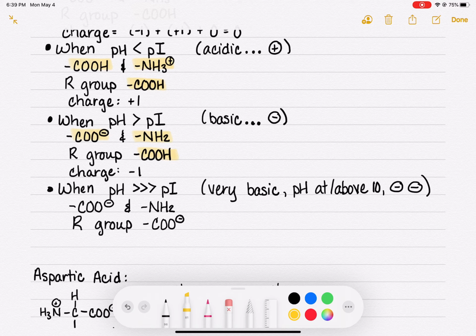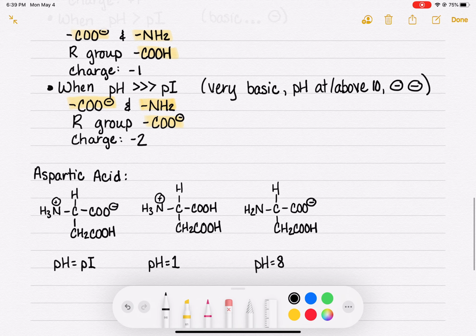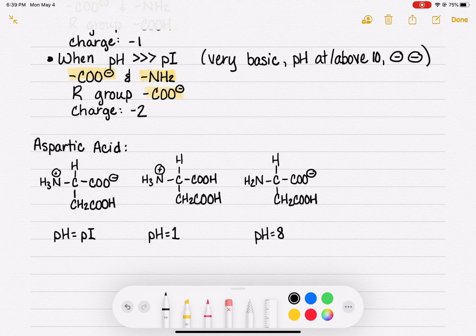And what's our charge here? We have a -1, a neutral, and another -1. This guy's charge is going to be a -2 overall. -1 plus -1. And let's draw this structure. Let's say this is at a pH of 12, so that's way high, and that's above 10. And we know that we can have our COO minus. We know the amino group needs to be neutral, so that's NH2, no charge. And our R group, CH2, COO minus.